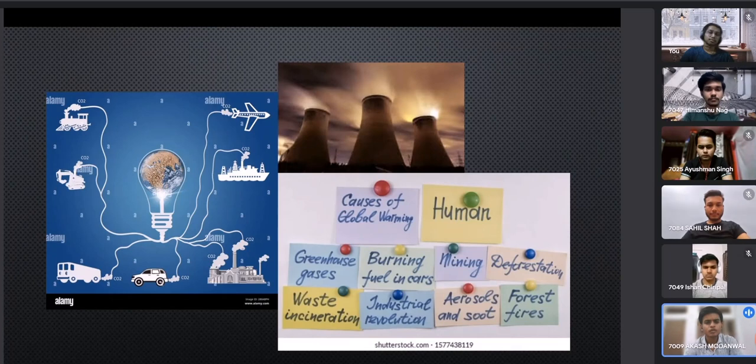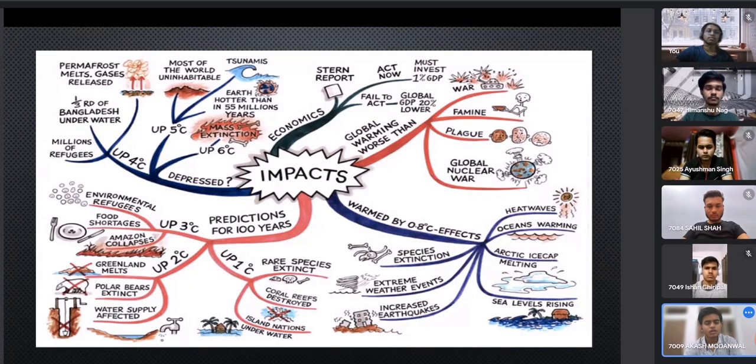Now let's see some of the impacts of global warming. First is the rise in sea level. Global mean sea level has risen about 8 to 9 inches since 1880, with about a third of that coming in just the last 2.5 decades.